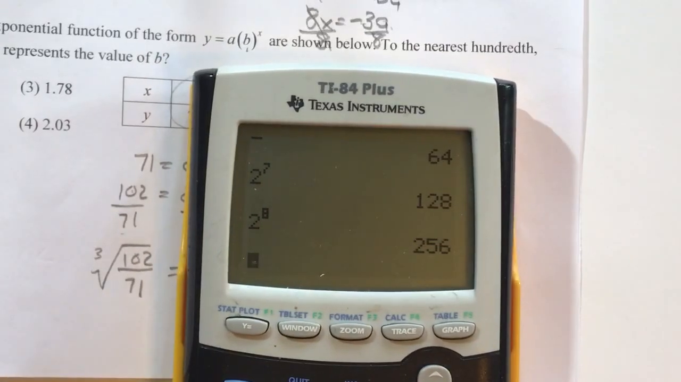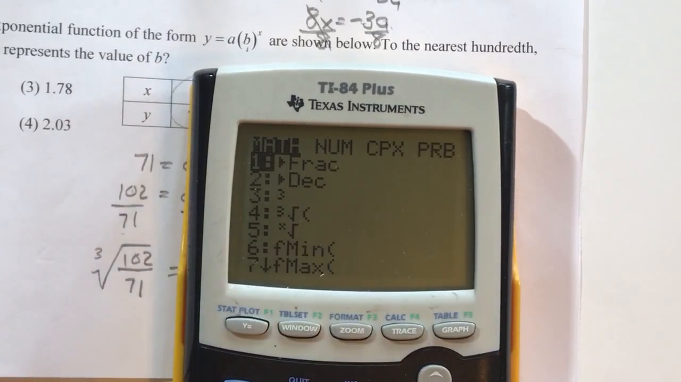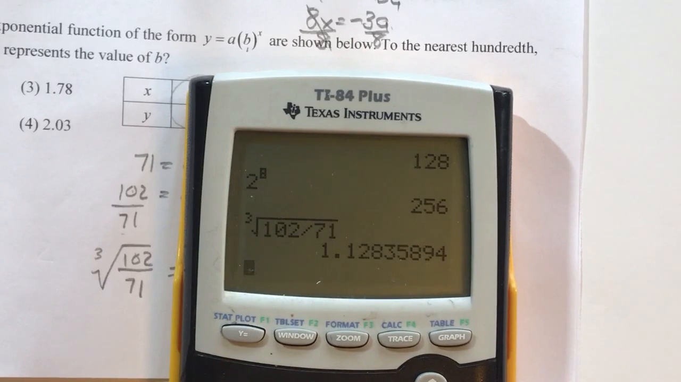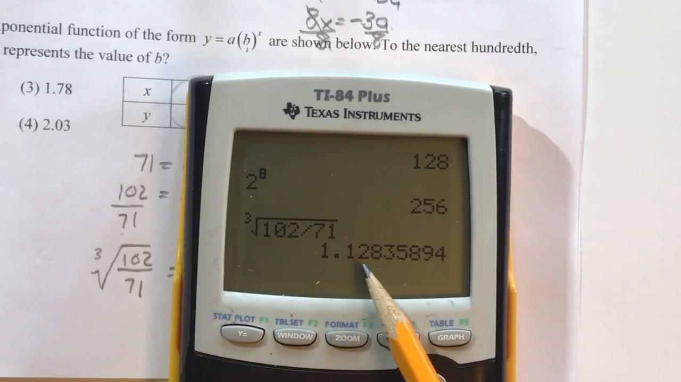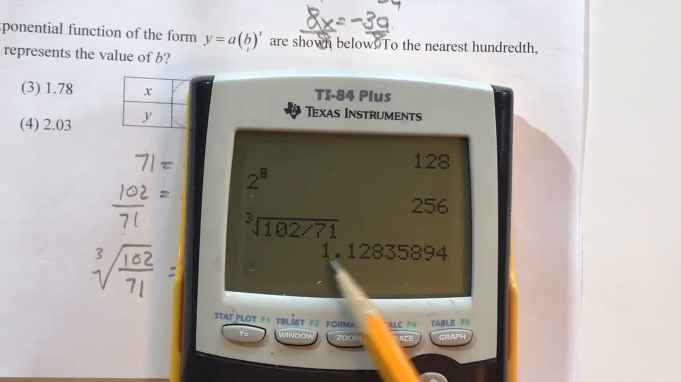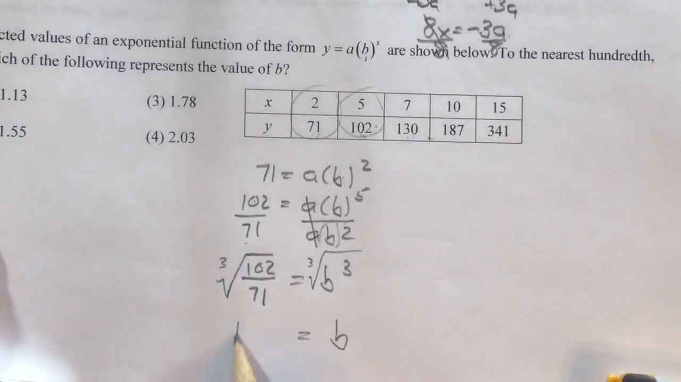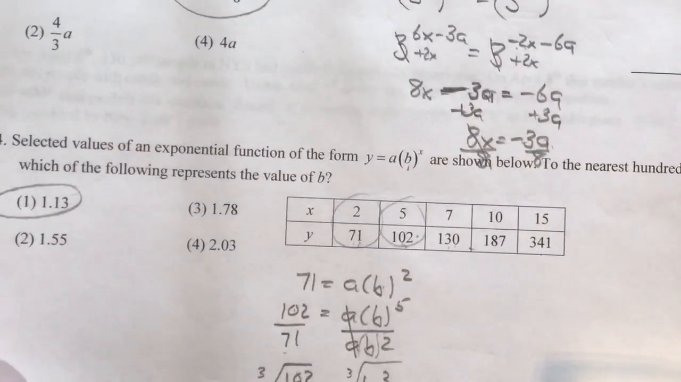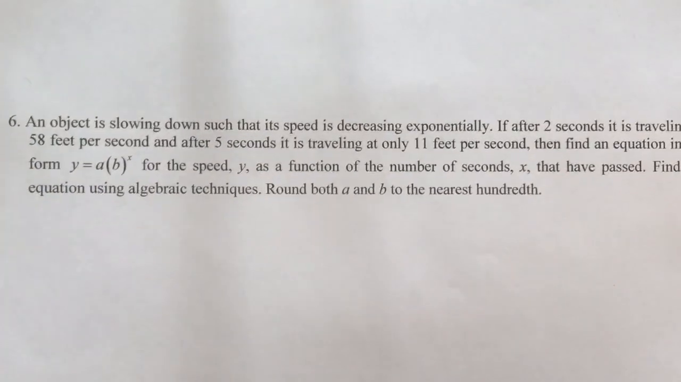Now, where's the cube root? You go to math, it's choice 4. And I get 102 divided by 71, which comes out to be 1.128, so I'm looking for approximately 1.13, which is choice 1. We're going to use that same technique on the next page when we get to 6 and 7.